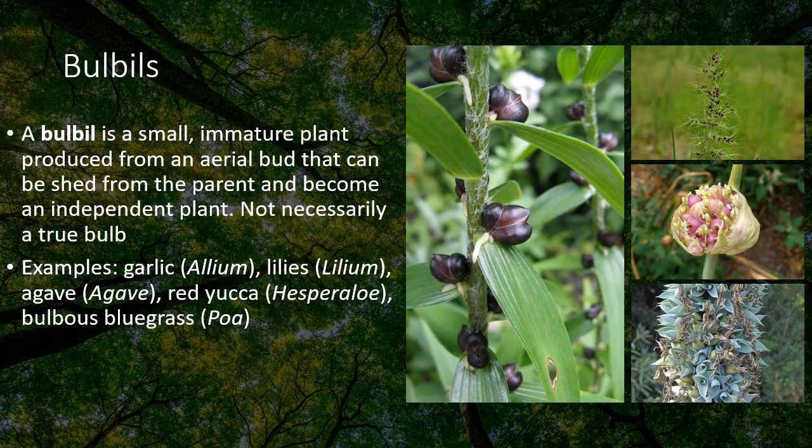Other good examples would include garlic. We can see that the inflorescence of garlic in this middle right-hand picture produces a large number of bulbils, which can fall to the ground and propagate the garlic. Other good examples would be bulbous bluegrass, which is a common weed in the top right corner, which instead of producing an inflorescence also produces just a bunch of bulbils. And also some agaves, after they're done flowering, will produce a lot of bulbils which can fall to the ground to propagate themselves.